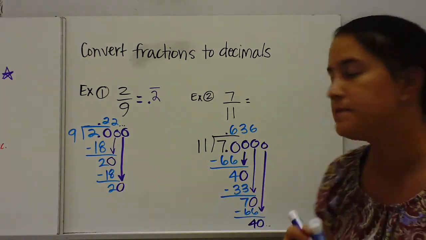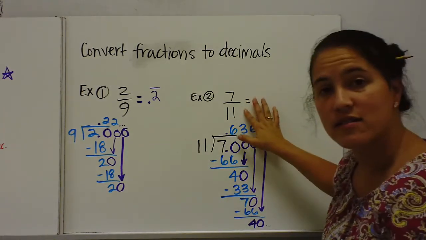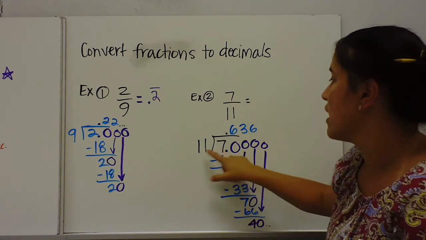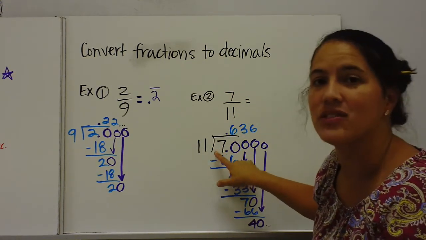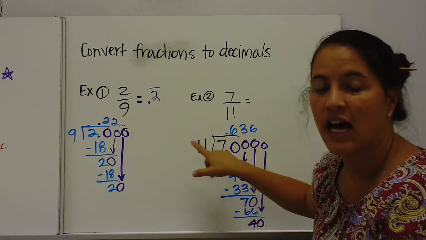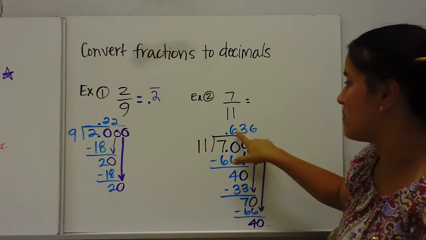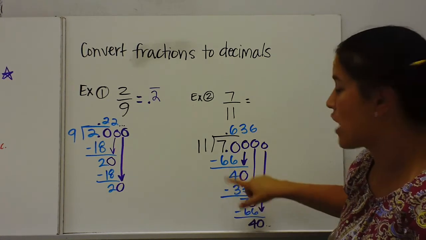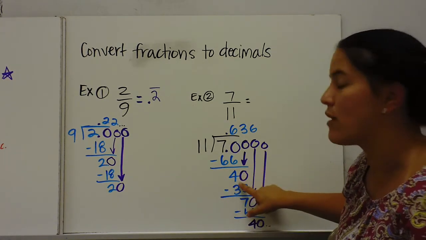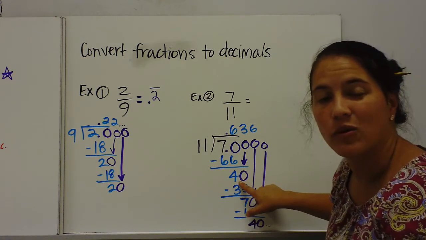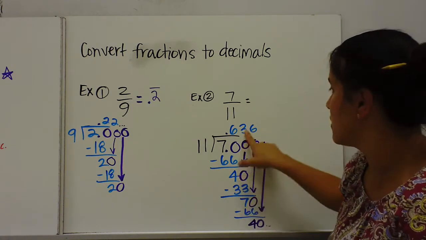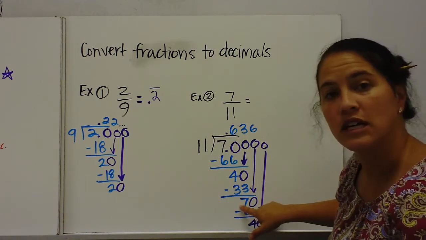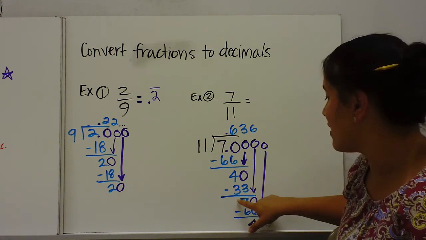Let me show you another one. 7 11ths. 7 goes inside the house, 11 goes on the outside of the house. 11 can't go into 7, so you add a decimal and a 0. 11 into 70 is 6 times. 6 times 11 is 66. You subtract and you get 4. Bring down the 0, now we have 40. 11 will go into 40 3 times. 3 times 11 is 33. Subtract, get 7. Bring down a 0, and now we have 70.